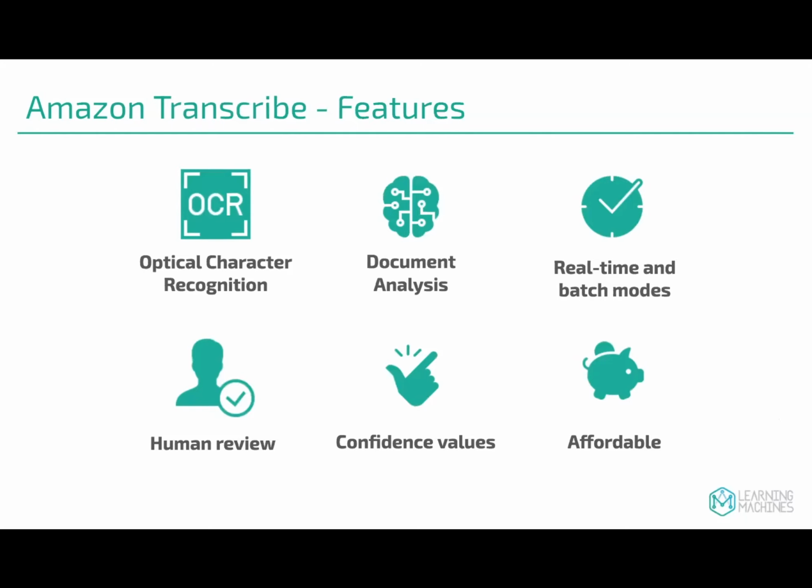There are a number of key features for Amazon Textract. So we've talked about optical character recognition and document analysis, but it also gives you the ability to do this in a real-time or in a batch mode. It interfaces with things like Amazon Augmented AI, so that you can apply human review to the results that are achieved. It gives you confidence values, and it's quite affordable. And I will talk about each one of these features during the course of this webinar.